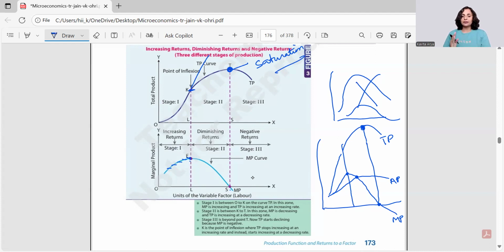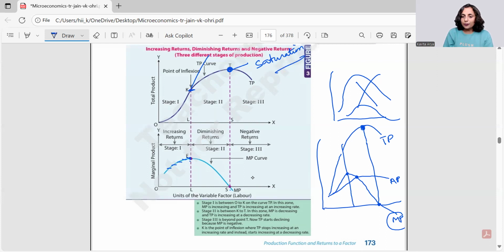And try and understand, when we talk about the nomenclature given, just try to relate it with the stages of MP. When MP is rising, it is the increasing stage. When MP is falling, it is the diminishing stage. When MP is going negative, it is called the negative stage. So if you just relate it with MP, you would never forget the names.